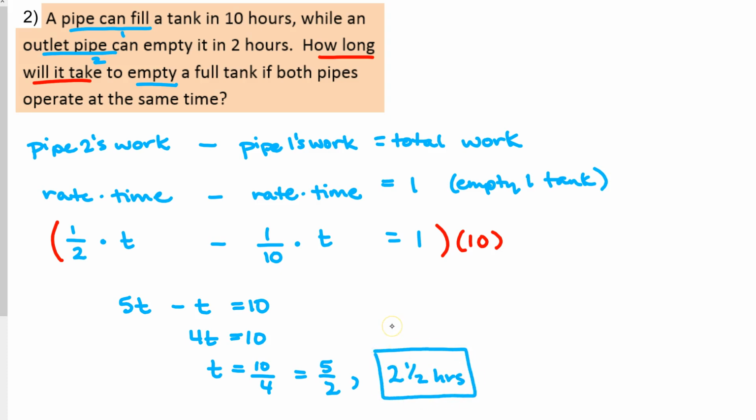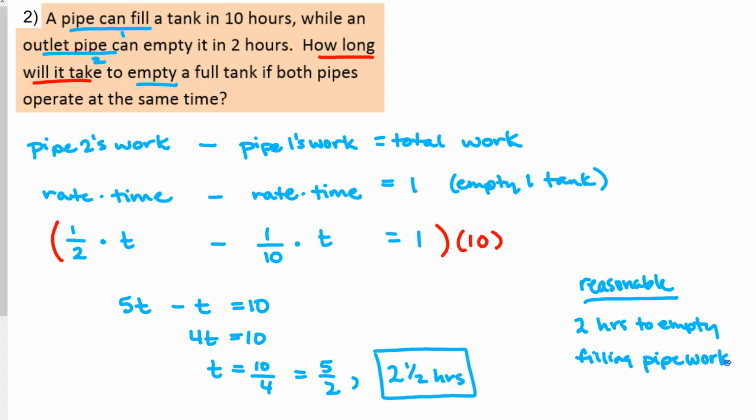Now let's think about the reasonableness. How long would it take to empty the tank if it wasn't being filled at the same time? 2 hours to empty by itself, just using pipe 2. But because the other pipe is working against us, it's going to add a little bit of time. But because the filling pipe is going more slowly, it only adds a little bit more time.